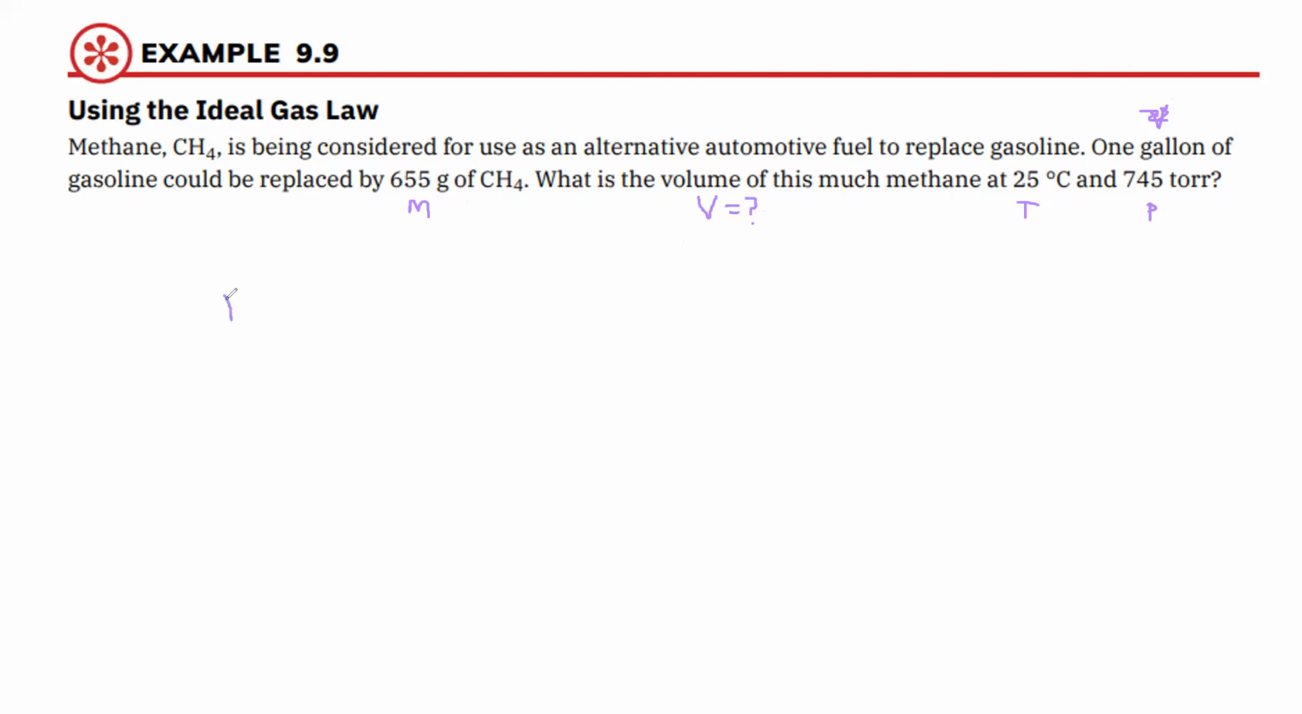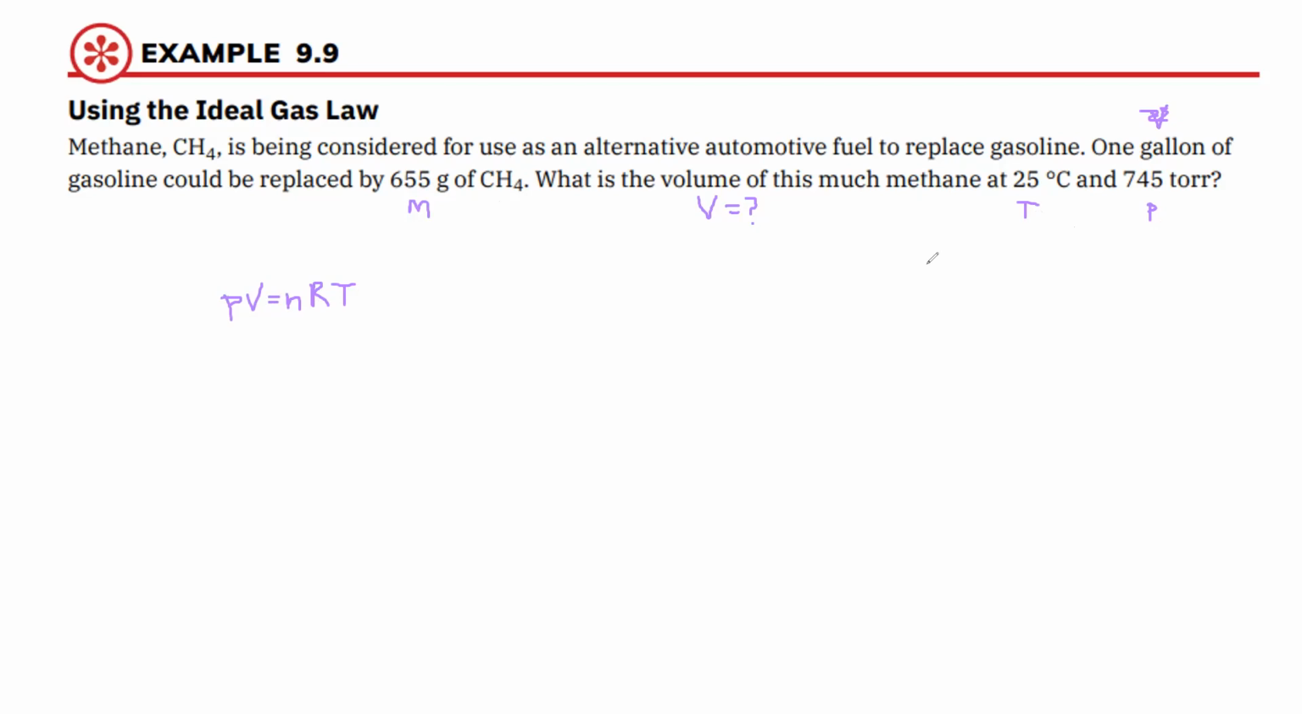So if we think about PV is equal to nRT. In this case, we've got the pressure. We're looking for volume. We can solve for moles because we've got the mass. We know what the substance is. Gas constant's always going to be given. Temperature we have. We just have to make sure that the units match up.